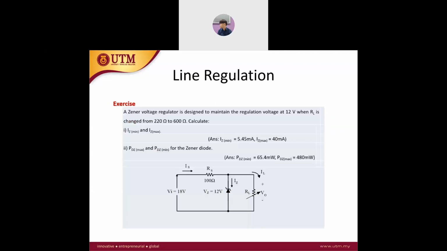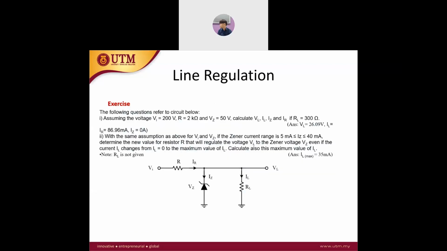Okay, so this is the exercise. You can try at home, and this is the answer. We're going to cover this in the next class if we have time to cover this exercise. But please do it first yourself, practice at home. This is another exercise with example, with answers.